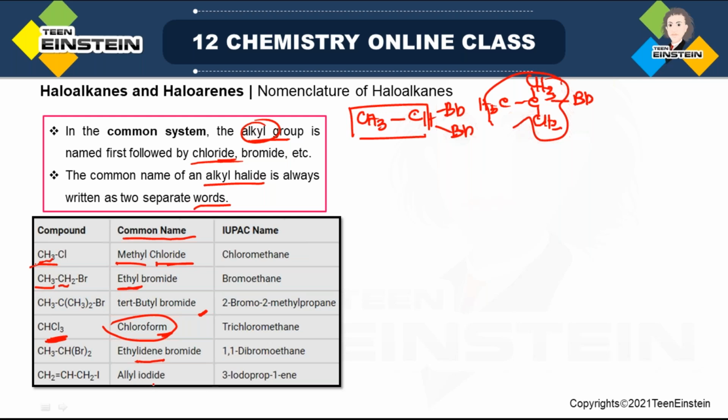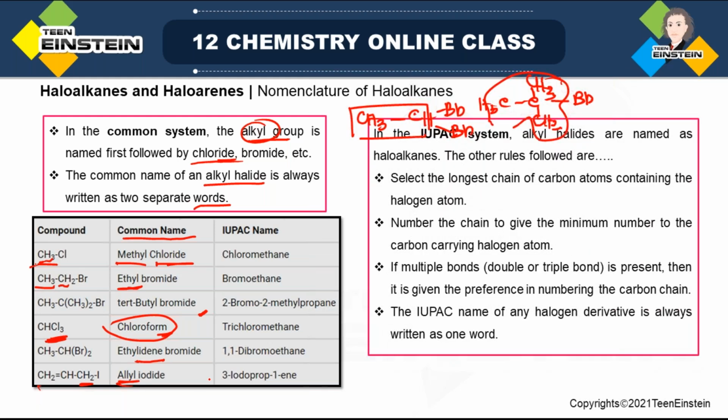It is ethylidene. And then we have the allyl group, CH2=CH-CH2 and then I. So it is allyl and then iodide. And after that we will see the IUPAC names.